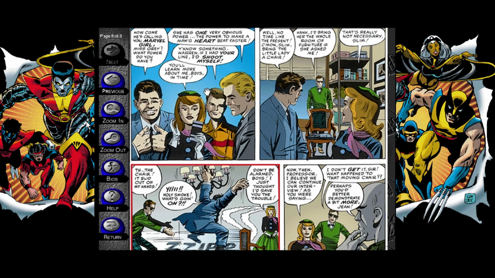The attentive X-Men crowd around Marvel Girl, questioning her about her powers. Suddenly, the young woman whisks a chair across the room with the force of her own mind. Professor Xavier bids Marvel Girl to further demonstrate, and she easily levitates a book with her incredible telekinetic abilities.